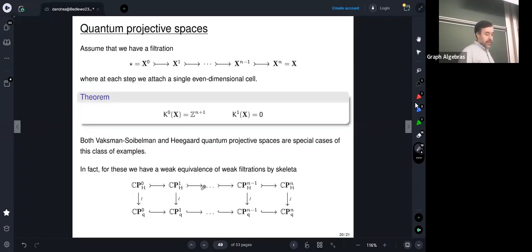And you have a commutative diagram where on top, the first row and the second row are the CW structures of these two quantum spaces, and the vertical arrows are K-equivalences. So this you can interpret as some kind of equivalence between the filtrations by skeleta of these two quantum projective spaces.